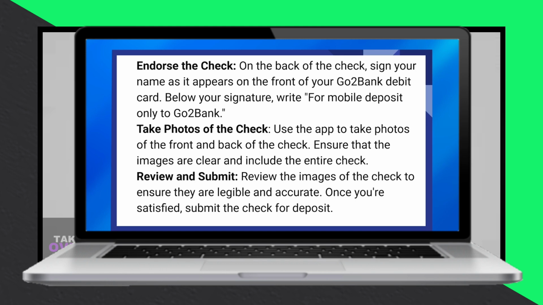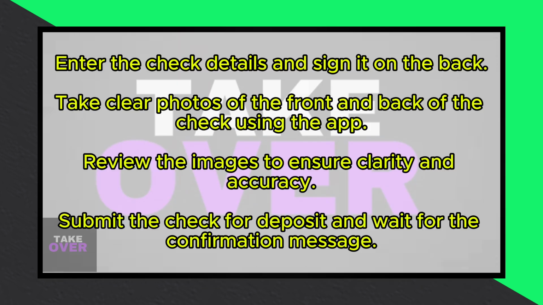On the back of the check, sign your name as it appears on the front of your GO2BANK debit card. Below your signature, write "for mobile deposit only to GO2BANK."